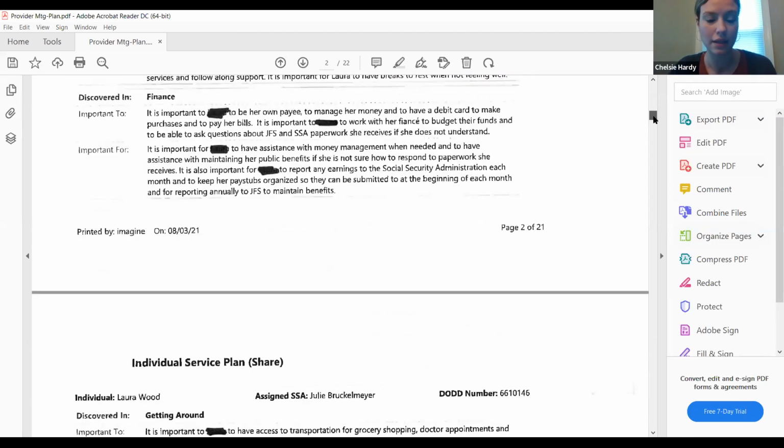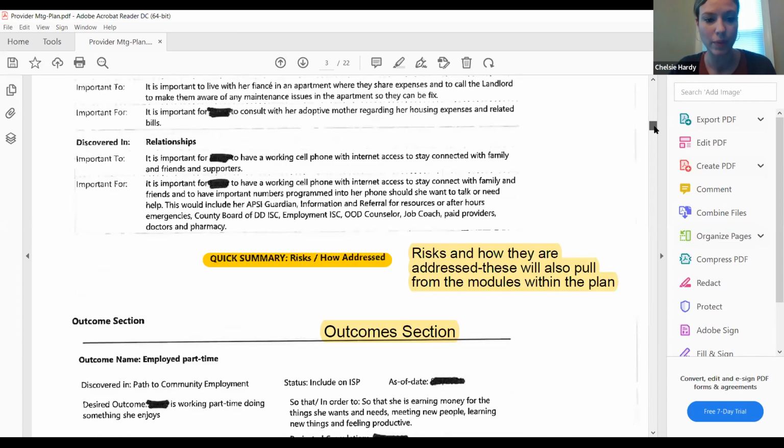And the other part that gets pulled over from the plan is also the risk section. So within the modules, there should be different risks. This right here is a good spot that all of those risks should be pulled over and all in one area of the plan.